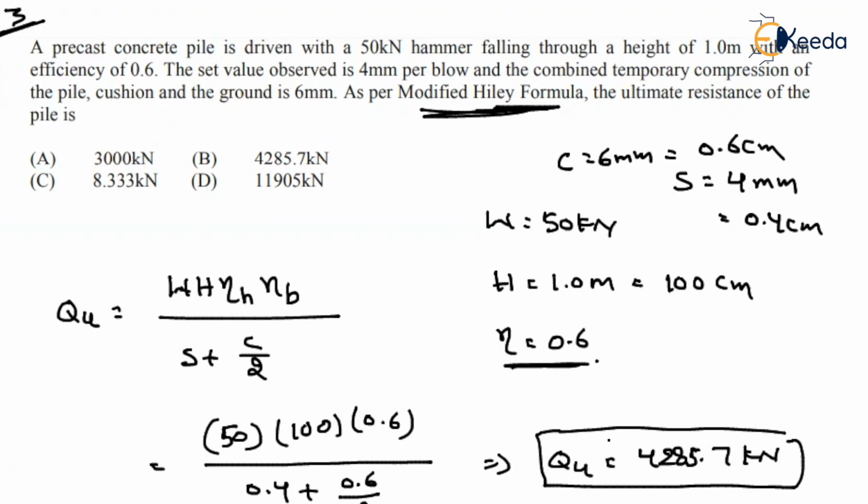So while finding the capacity using the dynamic formula, please remember that we have to substitute the weight of the hammer in kilonewton, and all the remaining values we have to substitute in centimeters. So what is the answer?